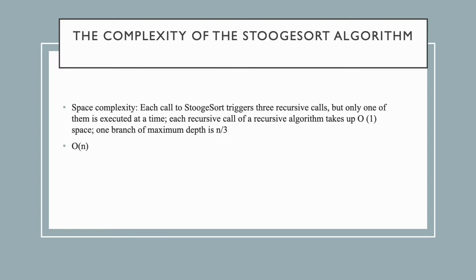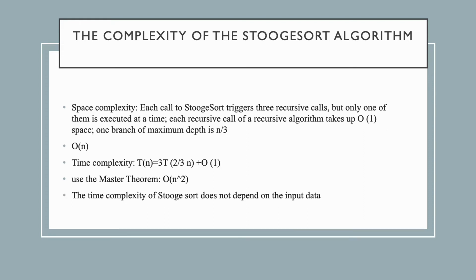The time complexity: you can see the equation on this slide. We can use the master theorem to calculate that the time complexity is n squared. The time complexity of the Stoogesort does not depend on the input data, because it always checks if the first element is larger than the last element, and it checks every array position if the array size is 3 or larger.